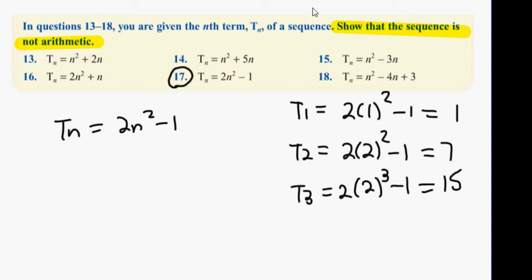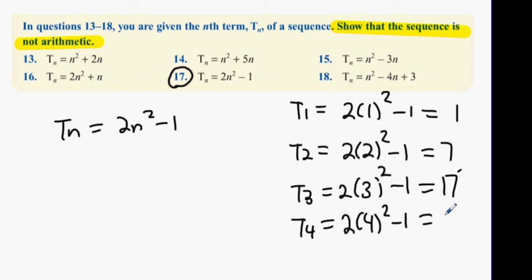Oh, sorry, my fault. You're right. Sorry, guys. It's 2 bracket 3 squared, which is 18. 18 minus 1, 17. What can we safely say about this difference here? The sequence is not arithmetic. Good man, right?